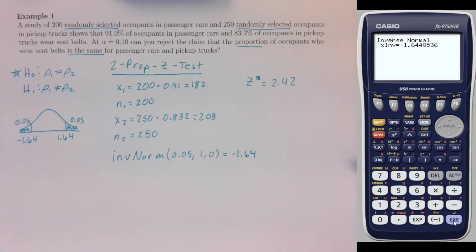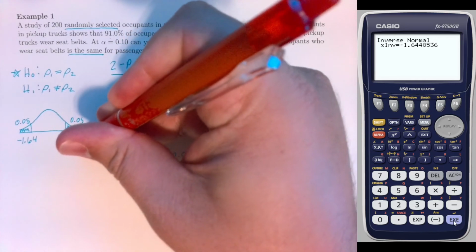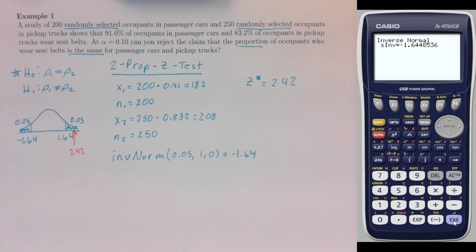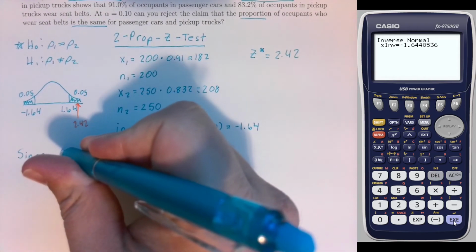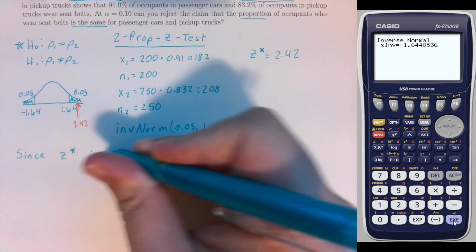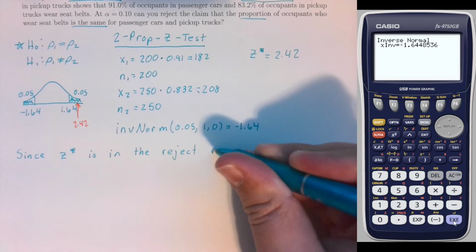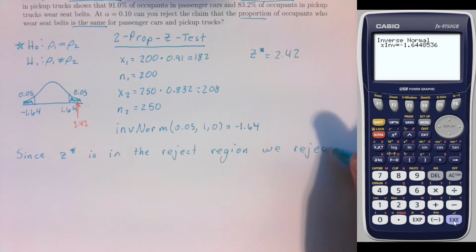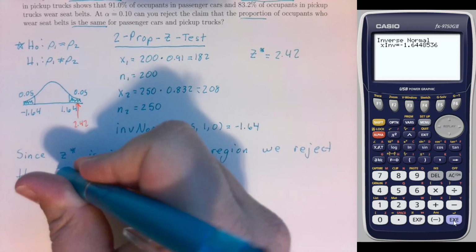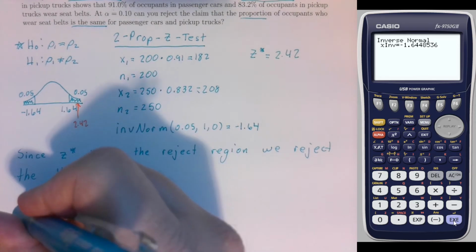So now I look at Z star, which is 2.42, which falls over here, to know that my test statistic is in the rejection region. So since Z star is in the rejection region, we reject the null. Since the null was our claim, that means we reject the claim.